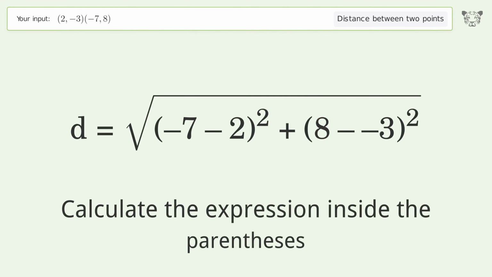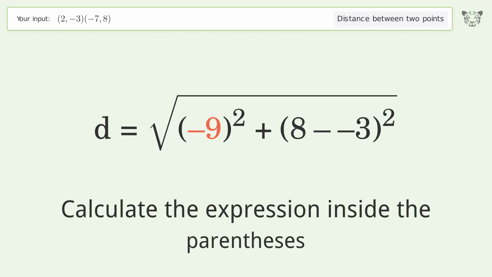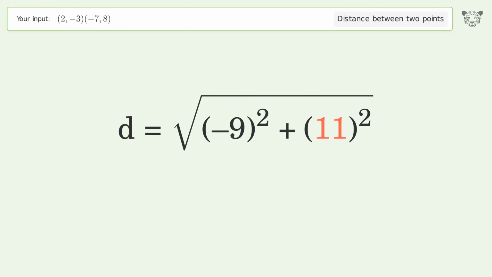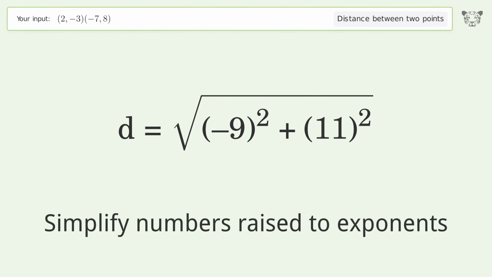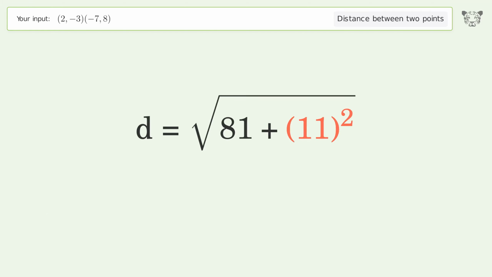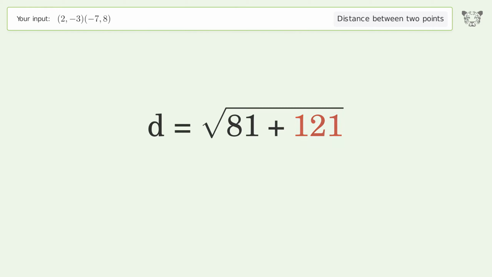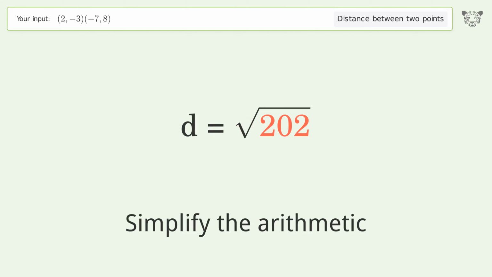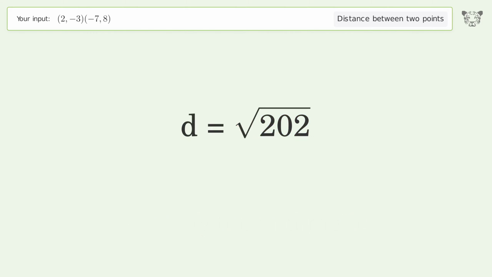Calculate the expression inside the parentheses. Simplify numbers raised to exponents. Simplify the arithmetic. And so the distance between the 2 points is the square root of 202, or 14.213.